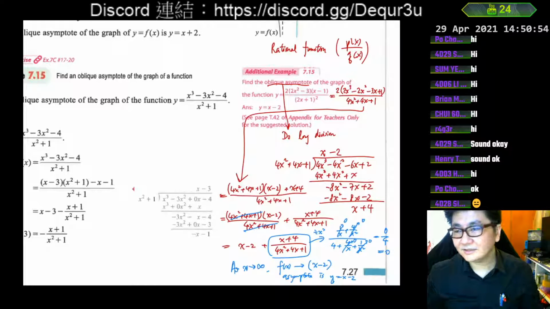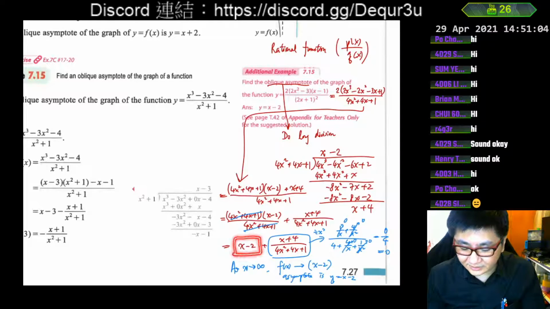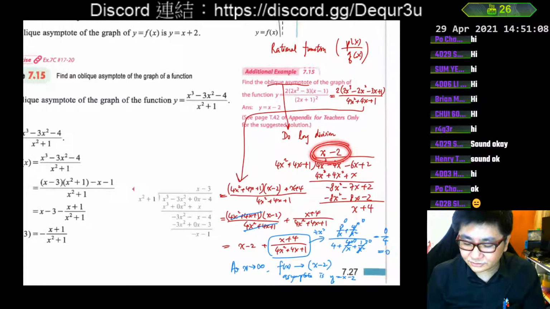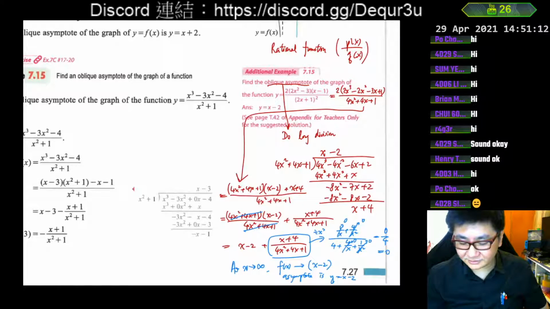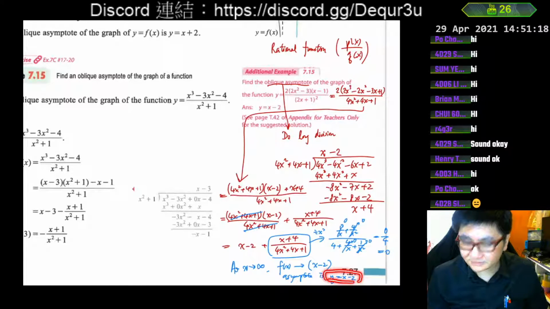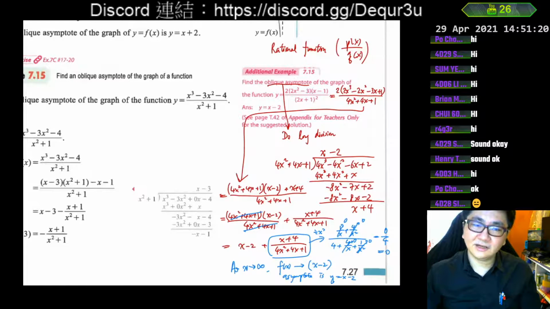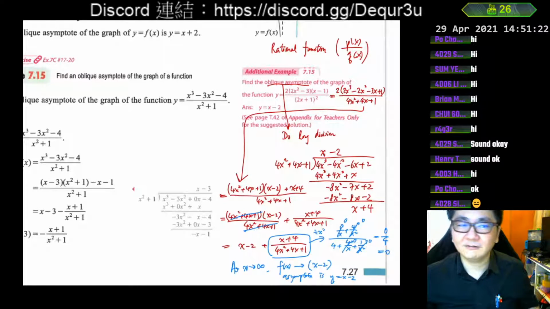But then yesterday, I promised to show you the graph of this function and see how this asymptote may look like. Okay, so here you can see x minus 2 is the asymptote. That is the quotient of the division. After we do the division, this is the quotient, and so the asymptote is x minus 2, or the full equation is y equal to x minus 2. So let's see how the graph would look.